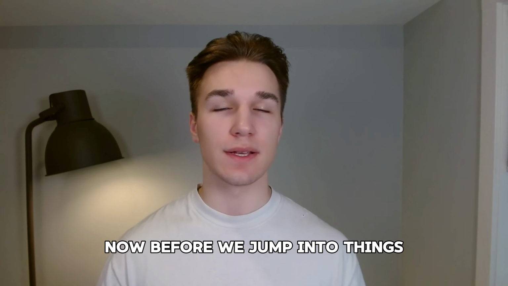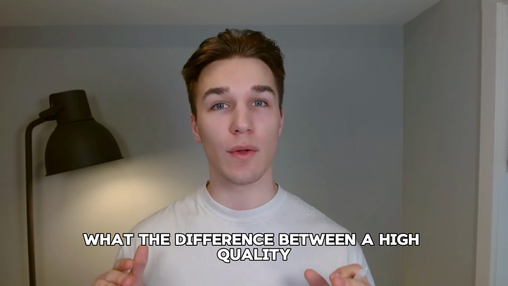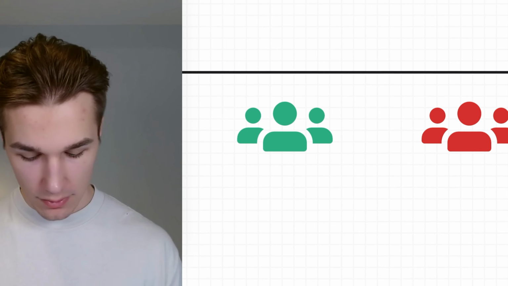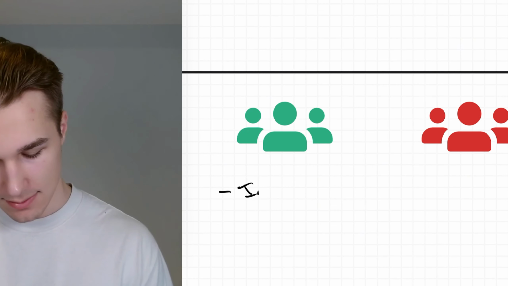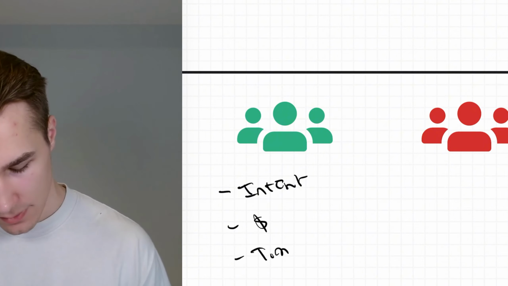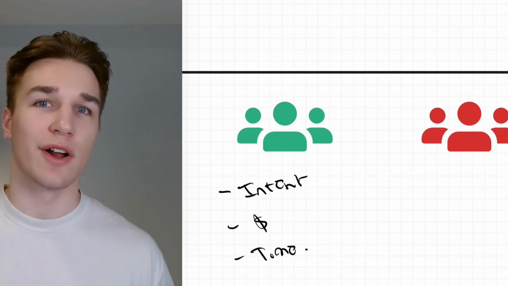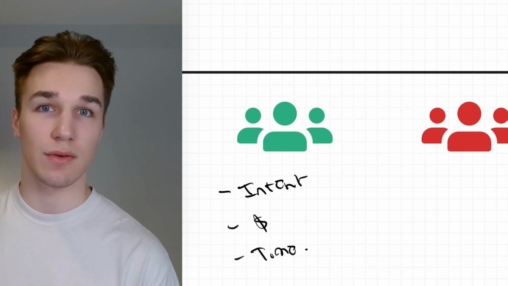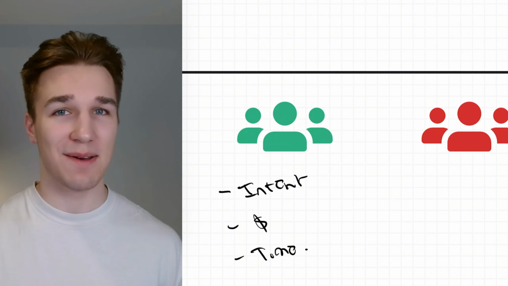Now, before we jump into things, we need to make sure that we identify what the difference between a high quality and a low quality lead is. So a good lead is typically someone that has the intent, they have the money, and they have the time. So, intent being they're actually wanting to get painting done, money being they actually have the money set aside for the project, or maybe you have financing options that can make them have the money.